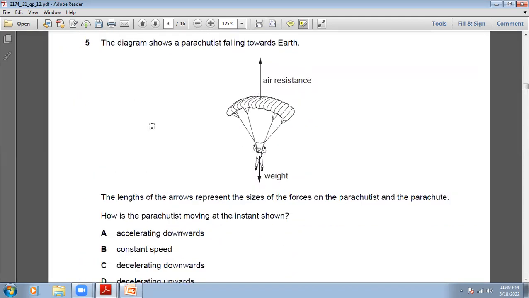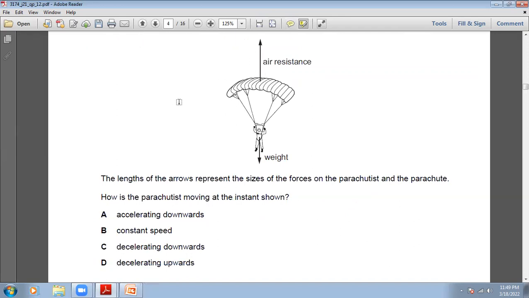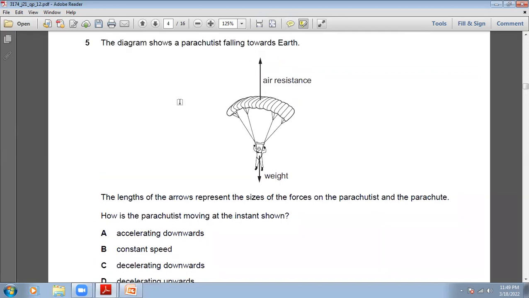Then we have the next question. The diagram shows a parachutist falling towards Earth. So here is that parachutist, and here is his parachute. Here it's experiencing air resistance, and here is the weight of the parachutist. The length of the arrows represents the size of the forces on the parachutist and the parachute. How is the parachutist moving at the instant shown?